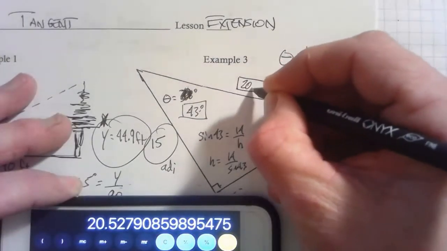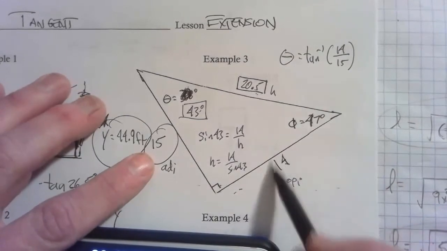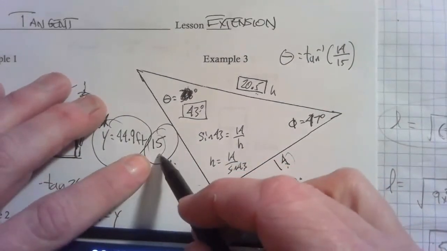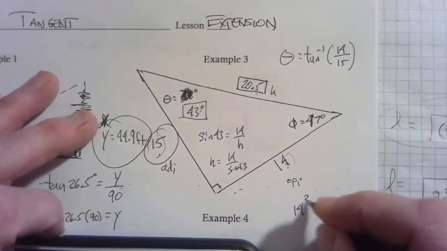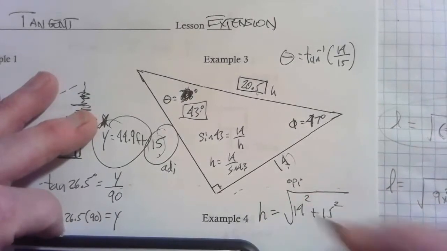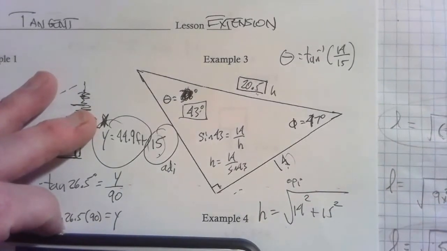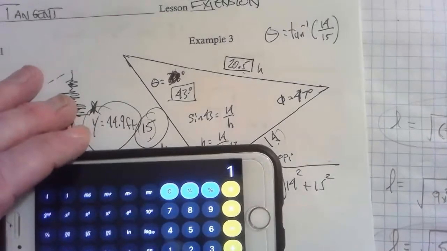And this is 20.5. And if you wanted to double check, you could do Pythagorean Theorem, just do this squared plus this squared, and then take the square root. So 14 squared plus 15 squared, take the square root, that would be the hypotenuse in this case. We could try it: 14 squared plus 15 squared equals, and then take the square root, and I get 20.5.